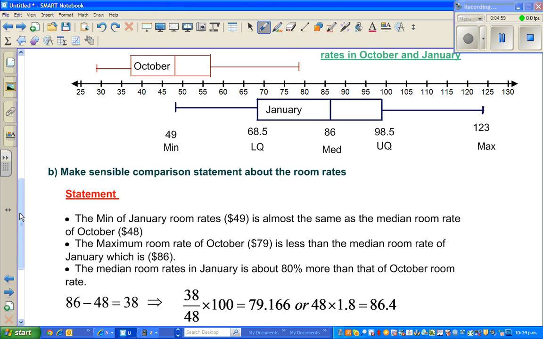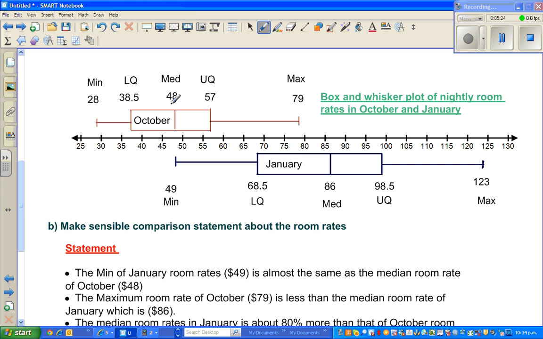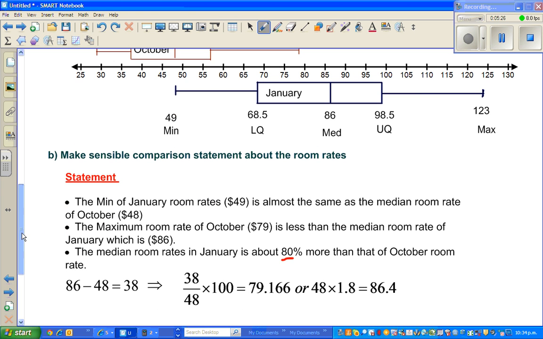The third comparison is about the median. Here I have talked in terms of percent. I made the statement that the median room rate in January is 80% more than that of October room rates. Now, how did I come up with that calculation? I took the absolute difference, which is 86 take away 48, which is 38. So this is the absolute difference of the median room rates.